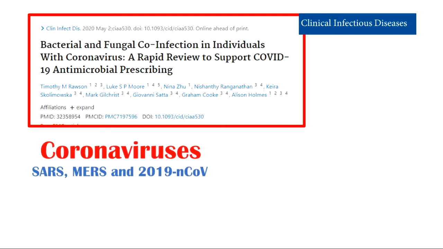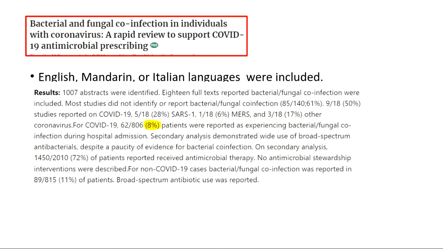Bacterial and fungal co-infection in individuals with coronavirus, and this is in May 2020. They reviewed all the different coronaviruses, and the conclusion is it's only 8%. So it's not high. There's no justification now. You remember the initial Chinese reports? They gave it to 90%, 80%. I can say they didn't know, they were hit hard. But now we have learned from them.